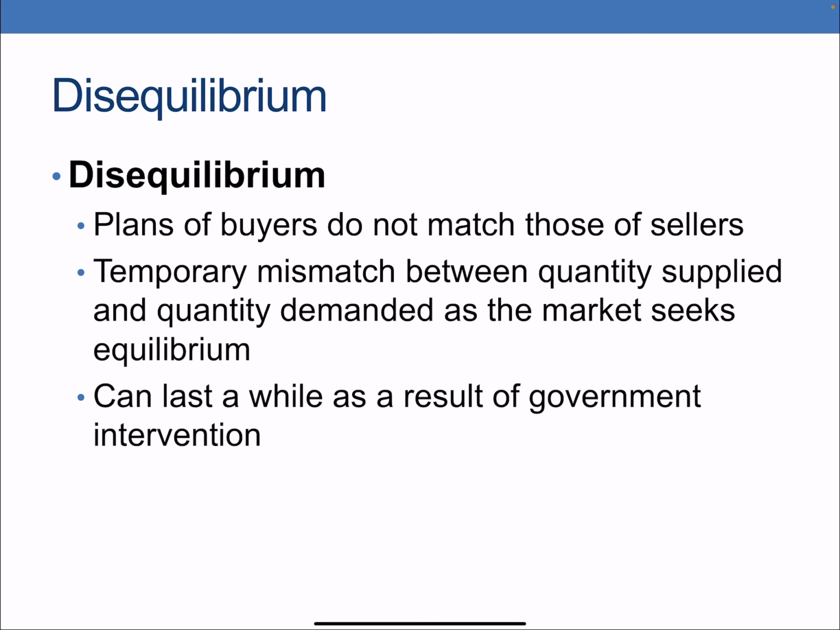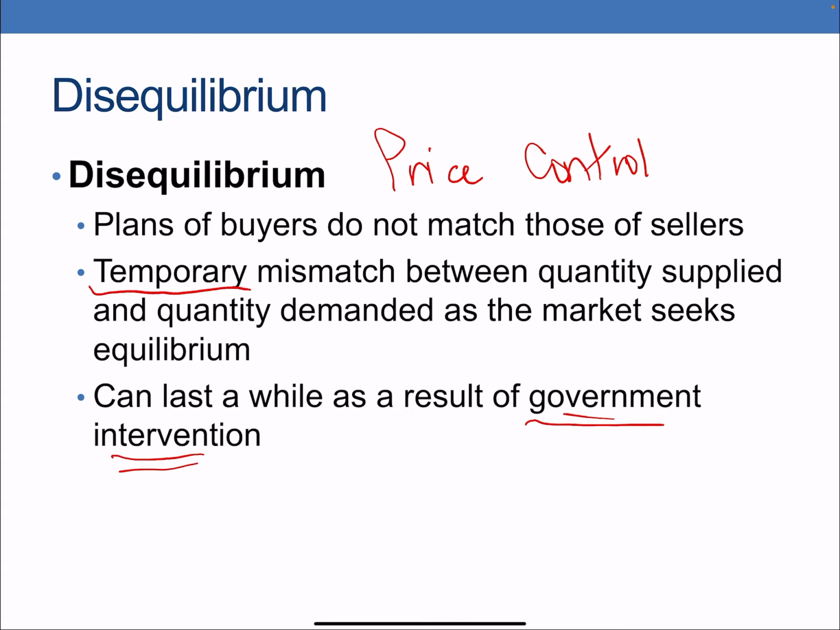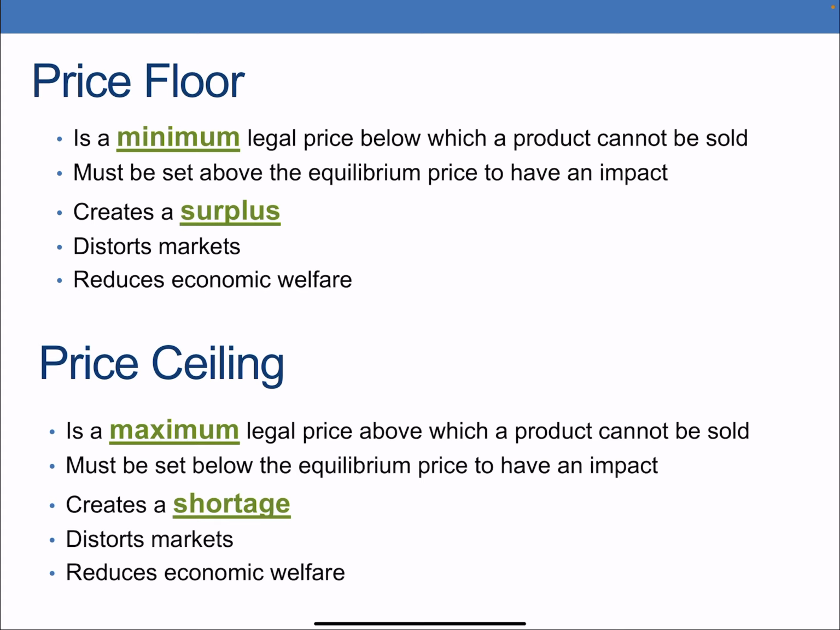So disequilibrium is when our plans don't match. It's usually temporary, but it can actually be caused by government intervention. And so that's what we're going to look at: types of what we call price controls. We're going to look at the government's price controls and how they would impact a market. So, last topic for this chapter. We have two different types of price controls.